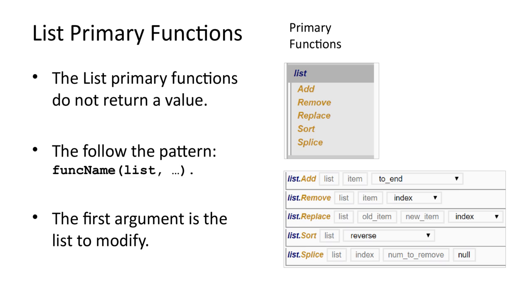The list primary functions can be used to modify lists in various ways. All the functions have a list as the first input argument. This is the list to be modified. The input list is passed by reference, so there is no need to return the modified list. Let's look at a few commonly used functions.